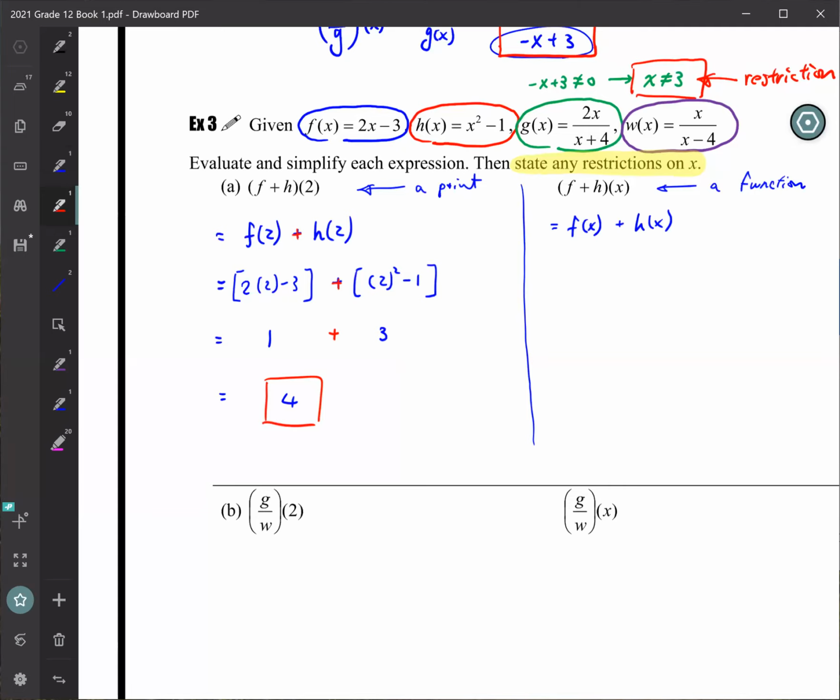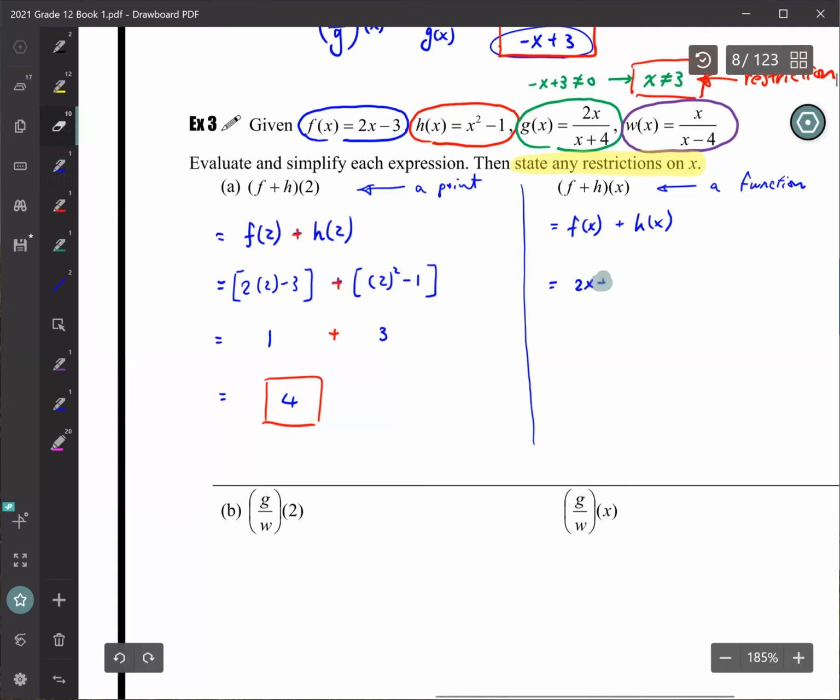In the homework, you'll have something like this. It gives you a couple of functions, 2 functions, and then you need to find f plus h of 2. So that's how you do that. Next part is to find the function for the graphs. Remember the green, the resulting one? We're doing f and h, so you just combine the 2 functions together.